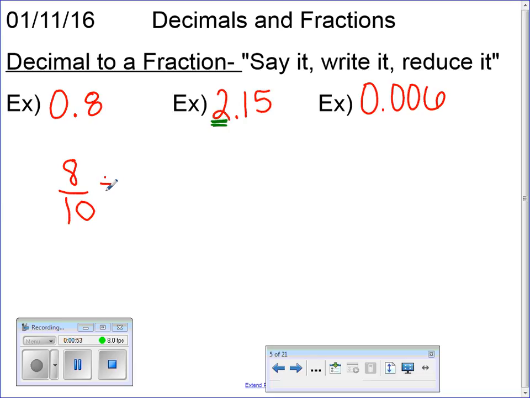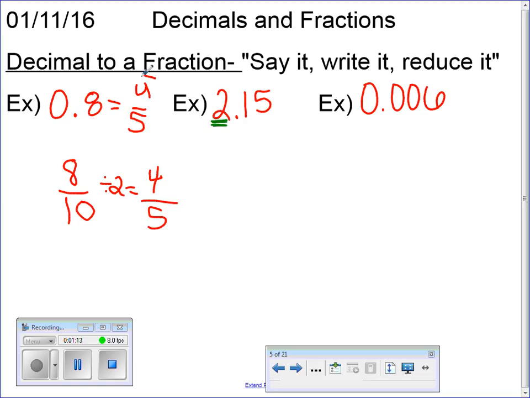simplify it. So we can divide this. A common factor between 8 and 10 is 2. So when I do that, 8 divided by 2 gives me 4, and 10 divided by 2 gives me 5. Okay, so 8/10 is equivalent to 4/5 because we can't simplify that any further.